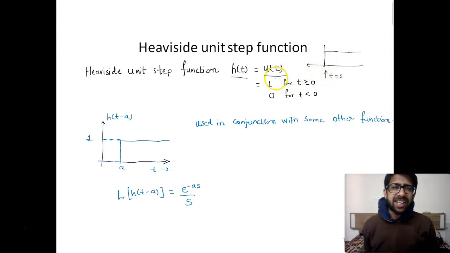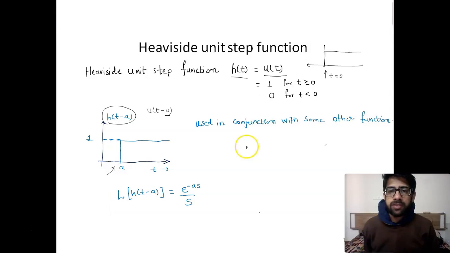So what exactly is the main difference between a unit step function and a Heaviside unit step function? Actually nothing. So basically the Heaviside unit step function is used in conjunction to describe different other functions. So now particularly h of t minus a will be similar to what we call u of t minus a. Alright. So basically this a describes the shifting in the function.